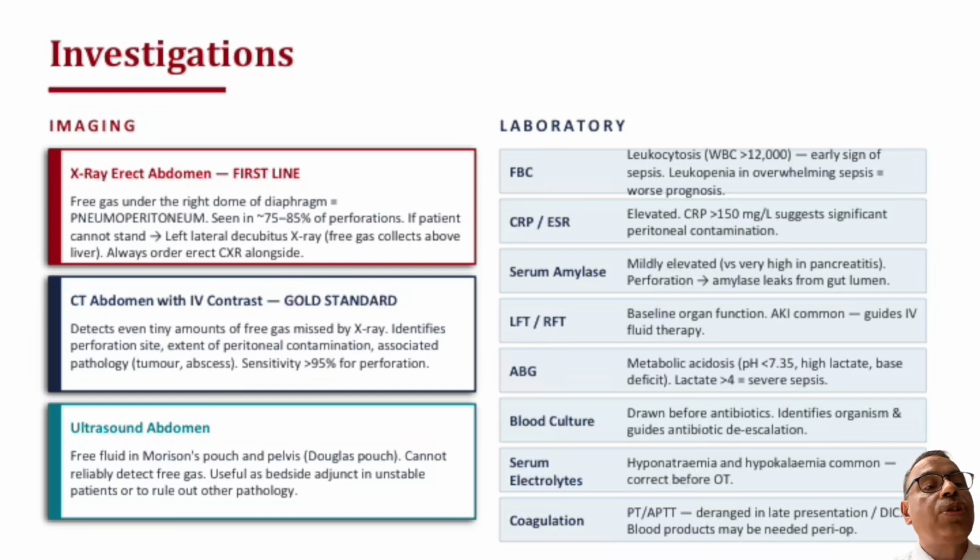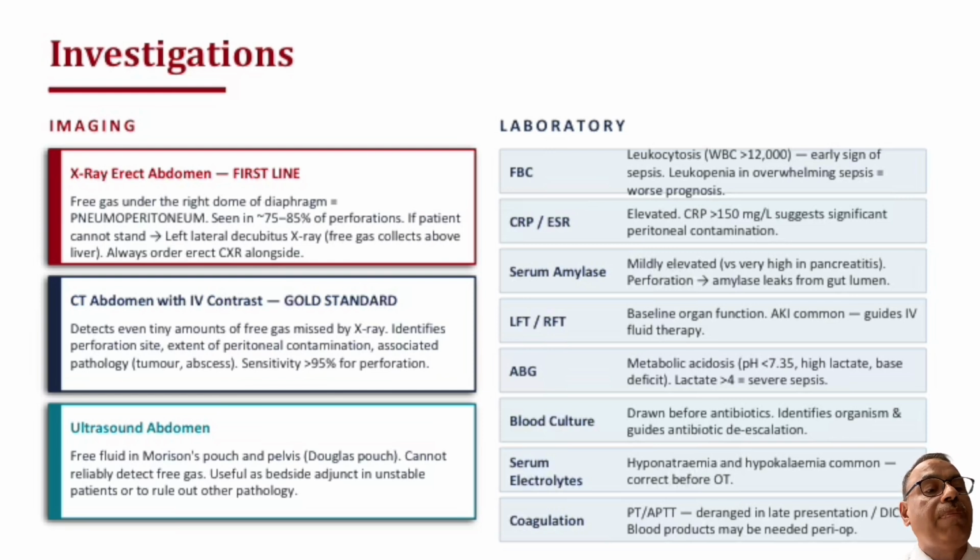LFT and RFT should be done as a baseline, because kidney injury and hepatic dysfunction are common. Arterial blood gas analysis, as we have already seen, would show metabolic acidosis, so pH would be less than 7.35. There would be high lactate, more than 3 to 4 milliequivalents per liter, and a base deficit. Any lactate more than 4 indicates severe sepsis. Blood culture should be taken before giving antibiotics. This would identify the organism and guide the clinician about the type of antibiotics to be given.